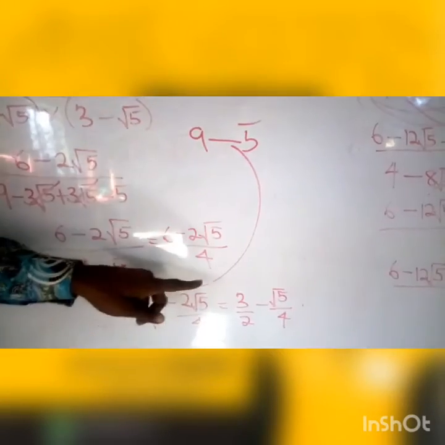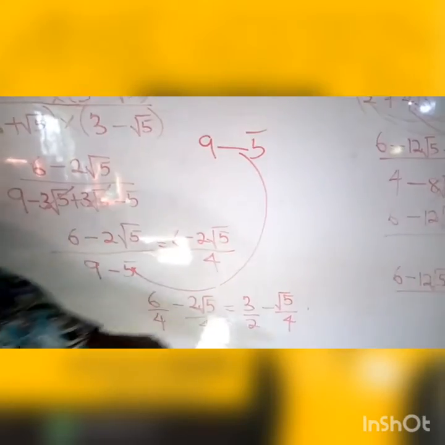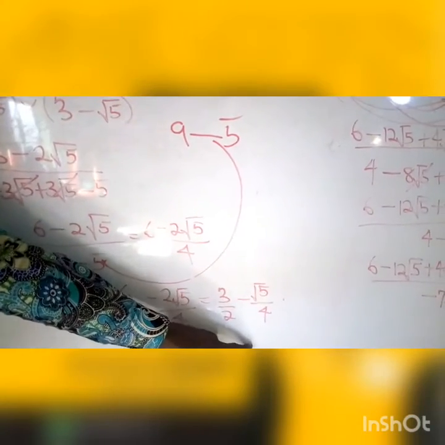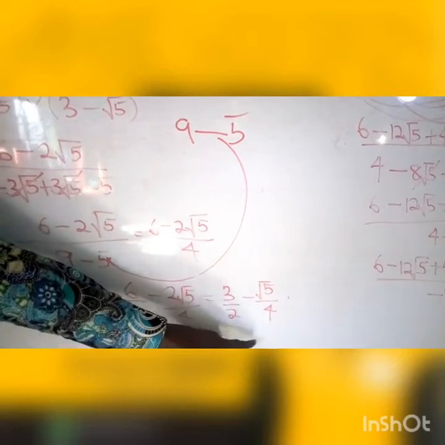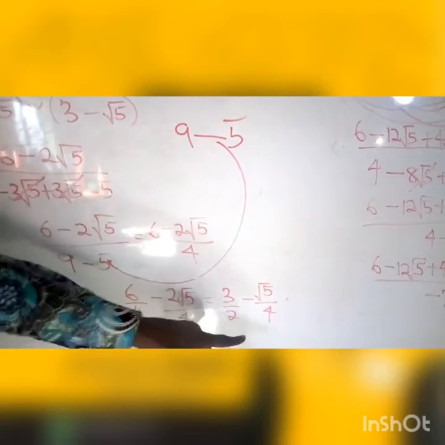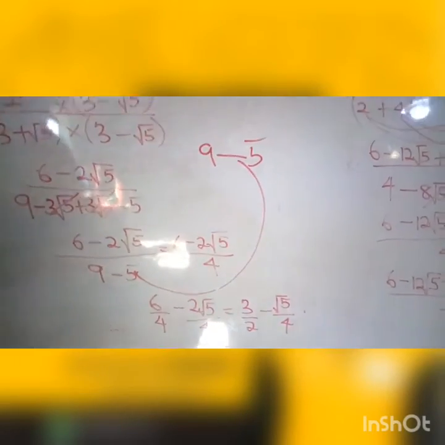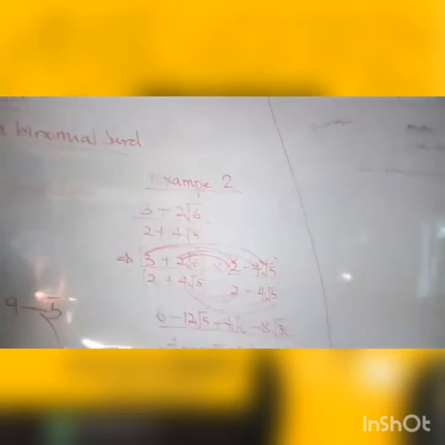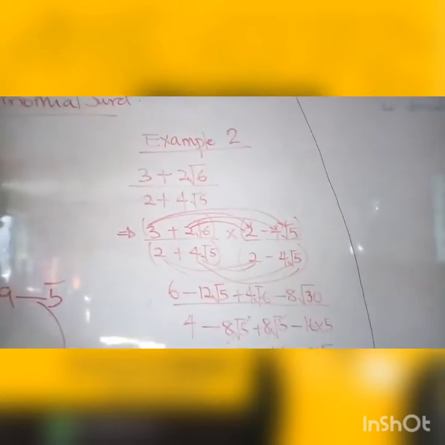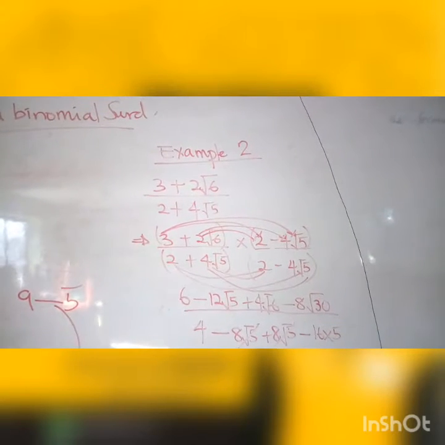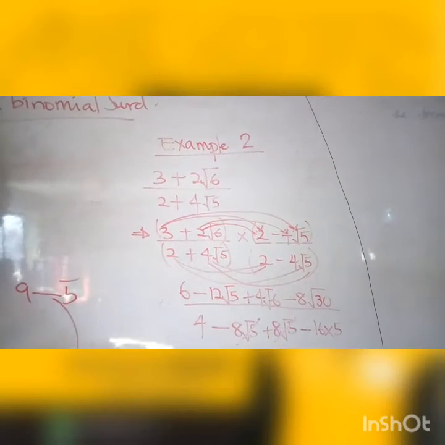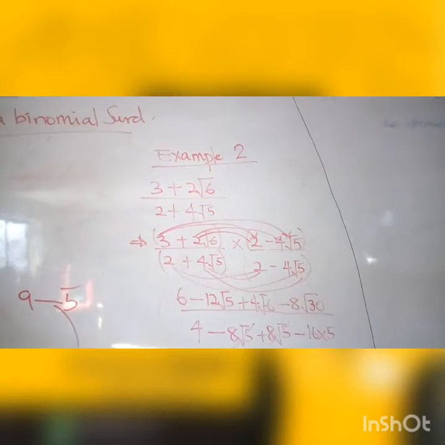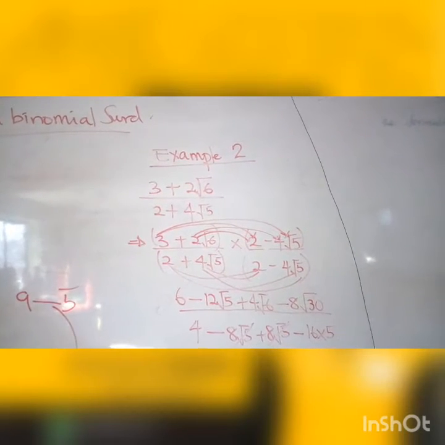Some questions will not leave their answers in this form. They will expect you to come down to this level. And this is the mathematically accepted standard for solving fractions. The second question says 3 plus 2 root 6 divided by 2 plus 4 root 5. The procedure is still the same, just that we have 2 bigger brackets to expand than we had in the first question.